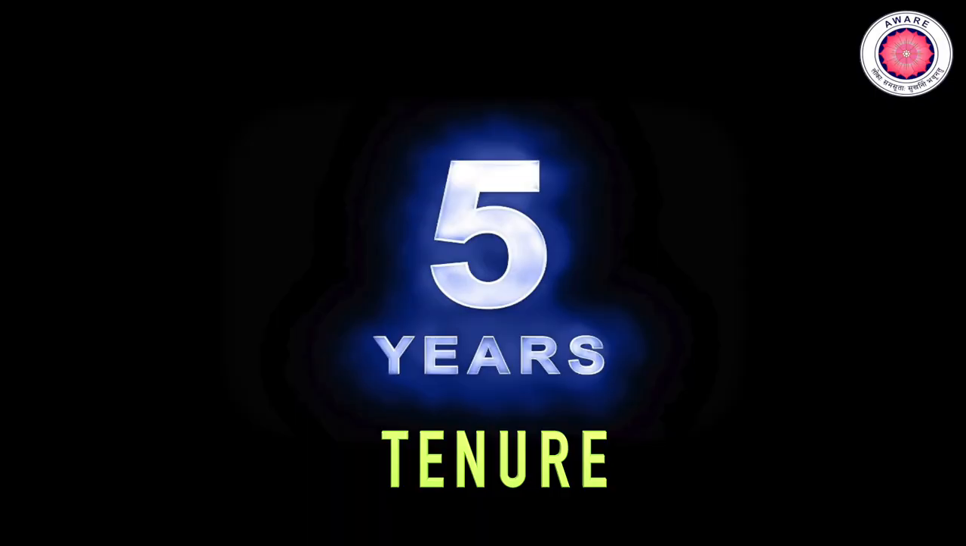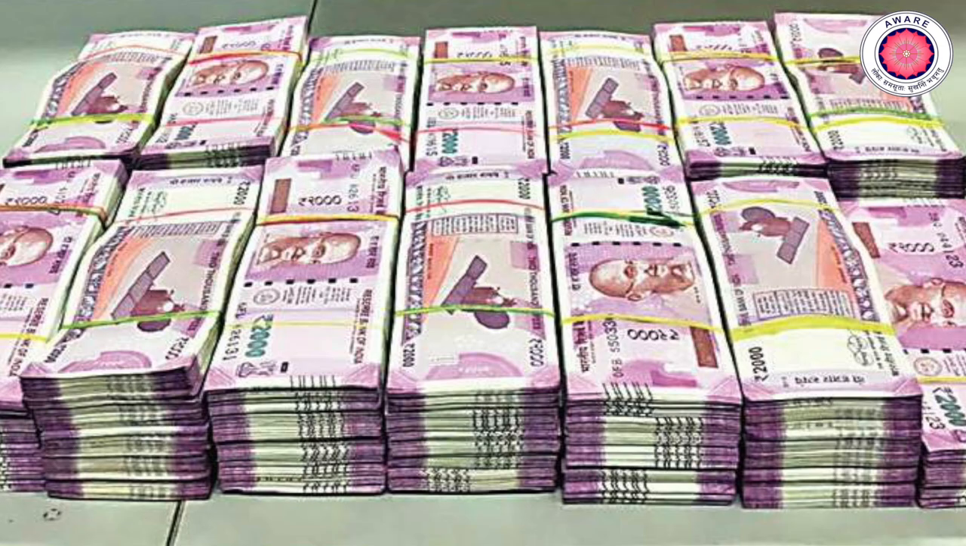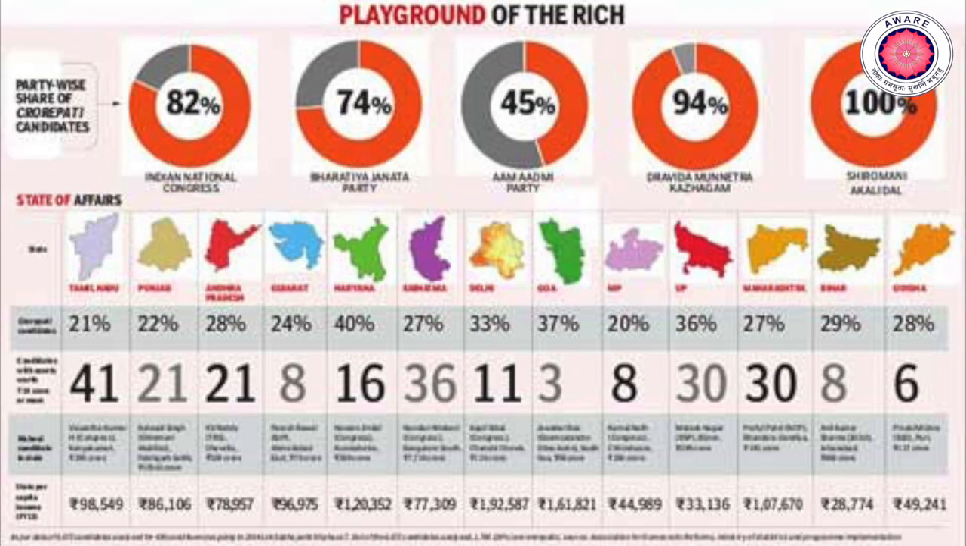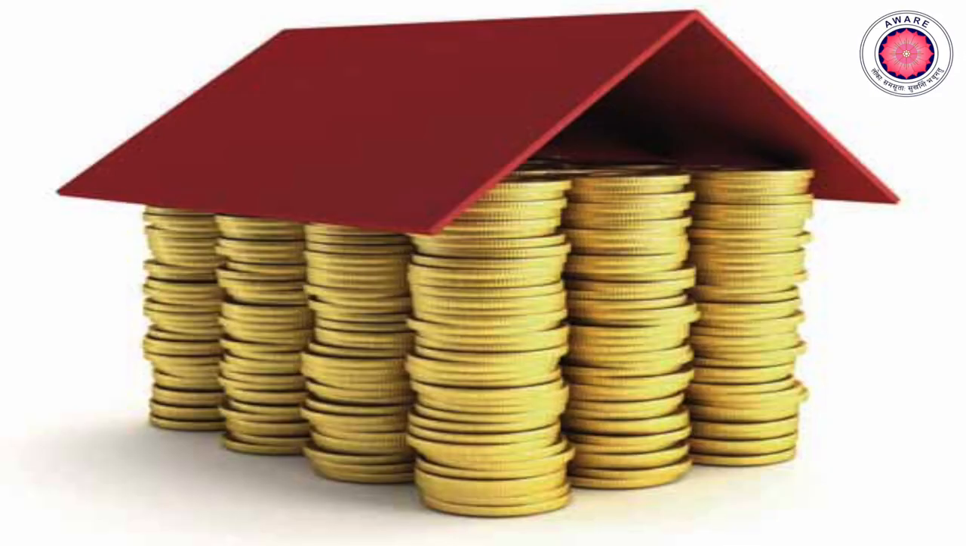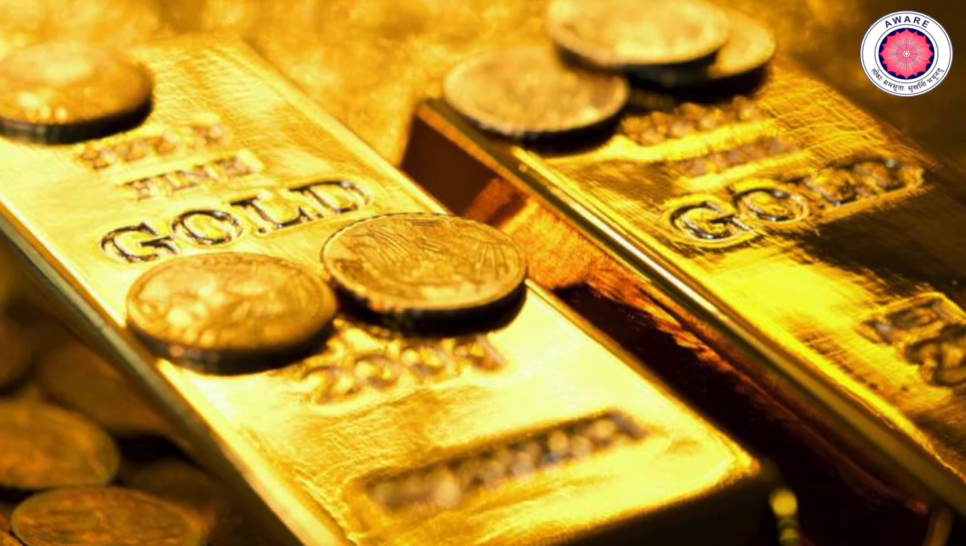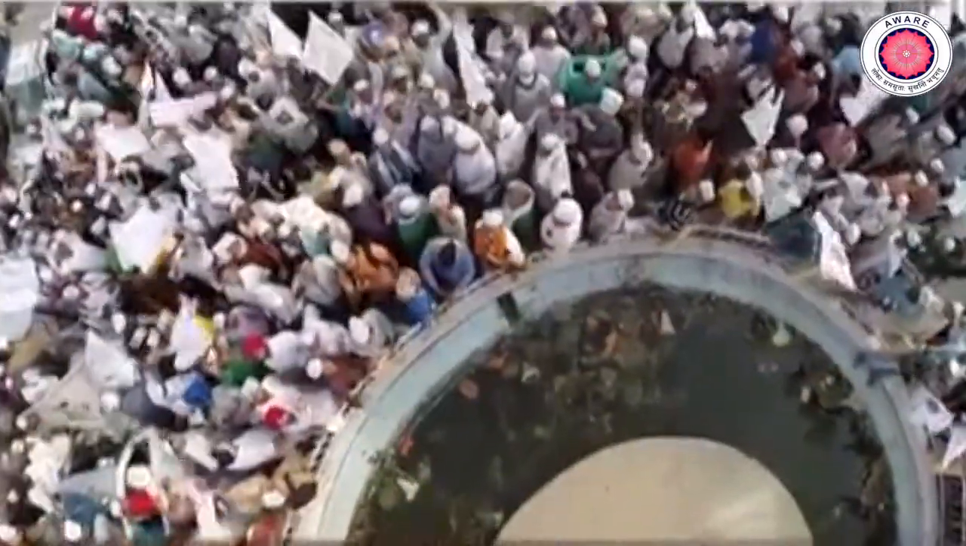In the 5 years tenure, it is alleged that several people's representatives are busy recuperating many folds of what they spent on elections. According to a report of a study, lawmakers who were re-elected in 2014 saw their assets almost double in 5 years. There is widespread concern that the country's electoral system is undermined by use of money and muscle power, and there is an immediate need to effect electoral reforms to check the menace.